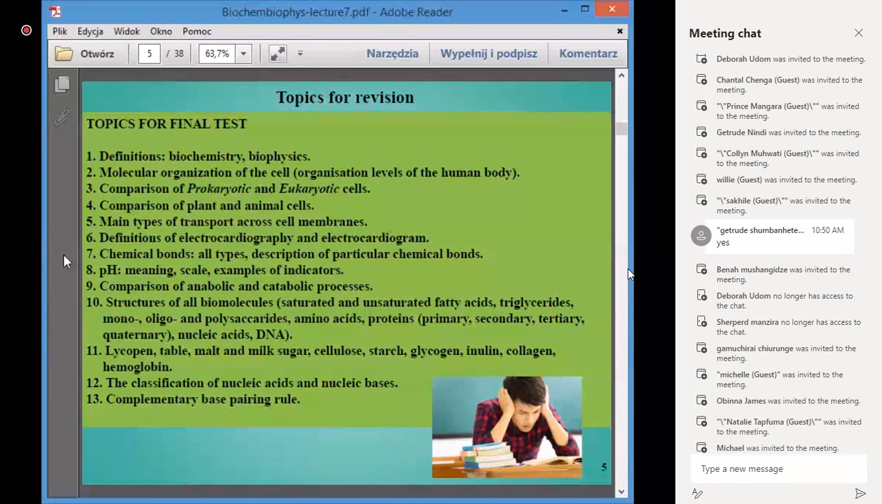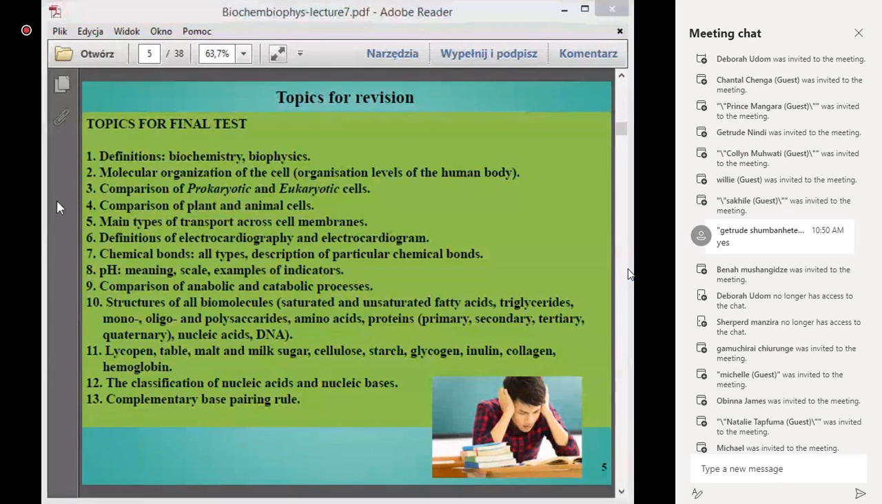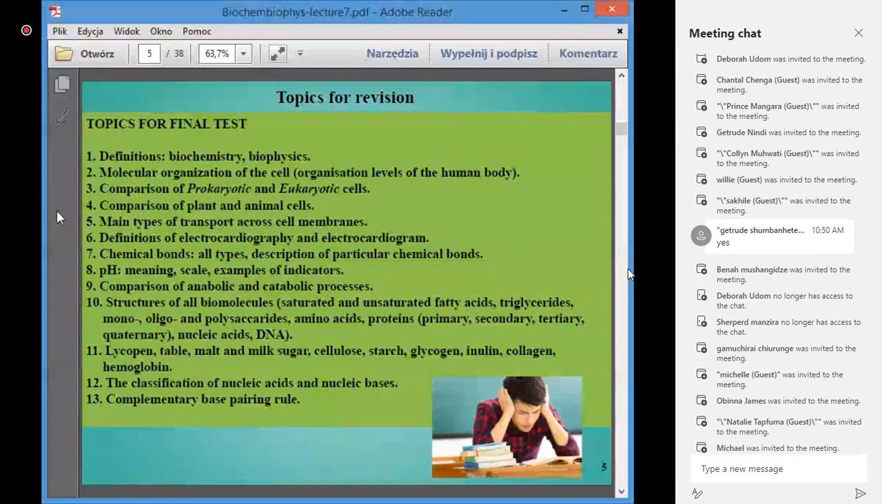You can find some names to explain names of different chemical compounds from different groups of biomolecules, like lycopene or table sugar, also cellulose, starch, glycogen, inulin, collagen, things like this. And then during the next lecture, I will talk about nucleic acids, so also the structure and the main functions of such molecules.